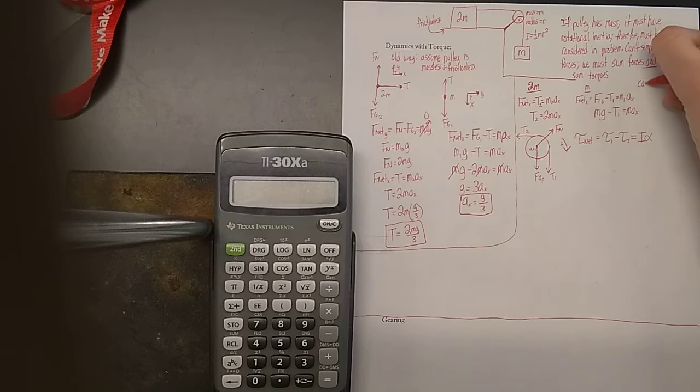So we cannot assume T is constant, because that would lead to no rotational acceleration to match the acceleration of the boxes.